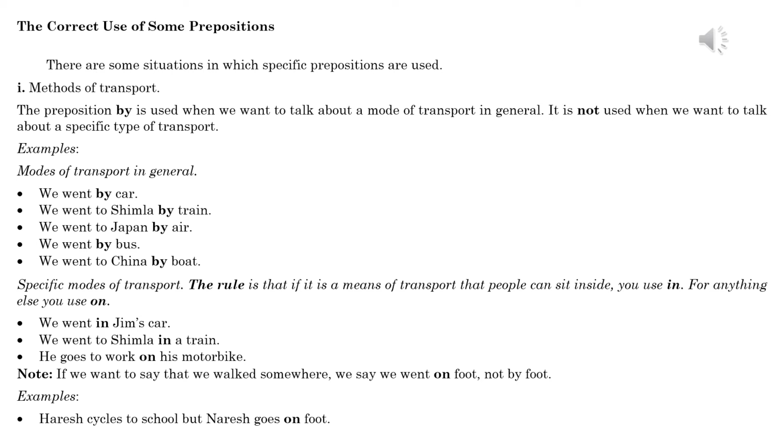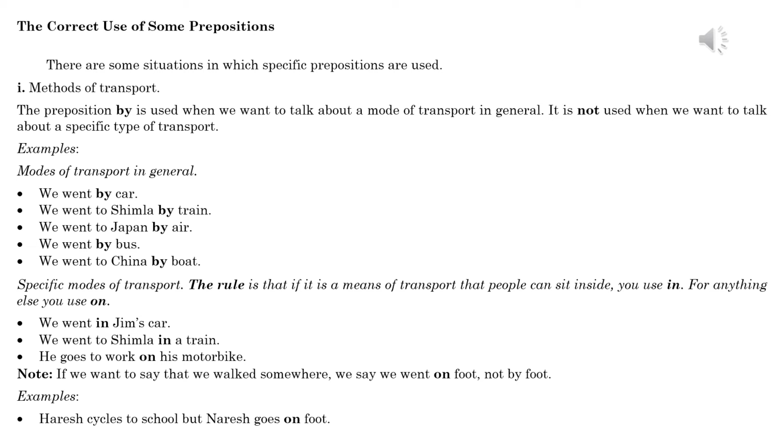1. Methods of transport. The preposition by is used when we want to talk about a mode of transport in general. It is not used when we want to talk about a specific type of transport. Examples. Modes of transport in general. We went by car. We went to Shimla by train. We went to Japan by air. We went by bus. We went to China by boat.